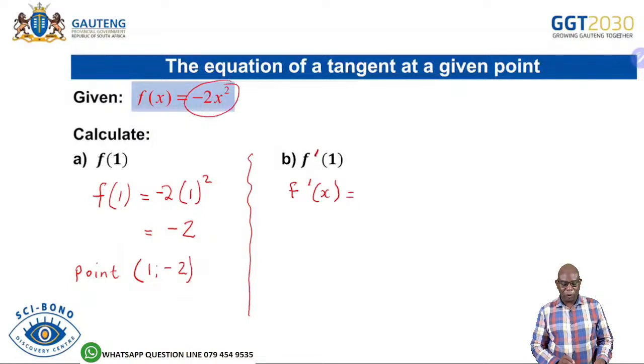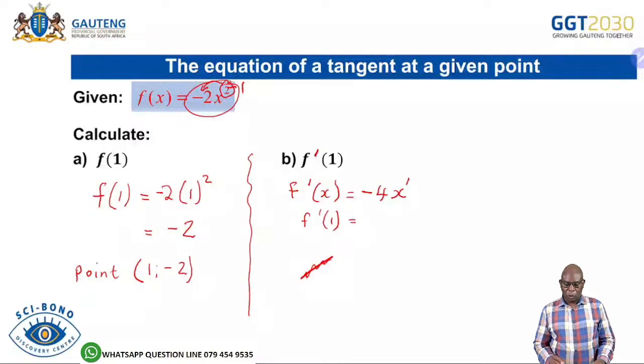Remember, when we derive, what do we do? We take the 2, we multiply it with the coefficient there. If I multiply the 2 by the coefficient, I'm going to get negative 4x. Then I need to subtract 1 from the exponent. So if I subtract 1 there, I'm going to get a 1 here. Now I need f prime of 1. Then I can substitute. If I substitute the value of x by 1, I'll get negative 4 times 1. Remember, it's to the power of 1. My answer there is going to be negative 4. Now, what does this mean?